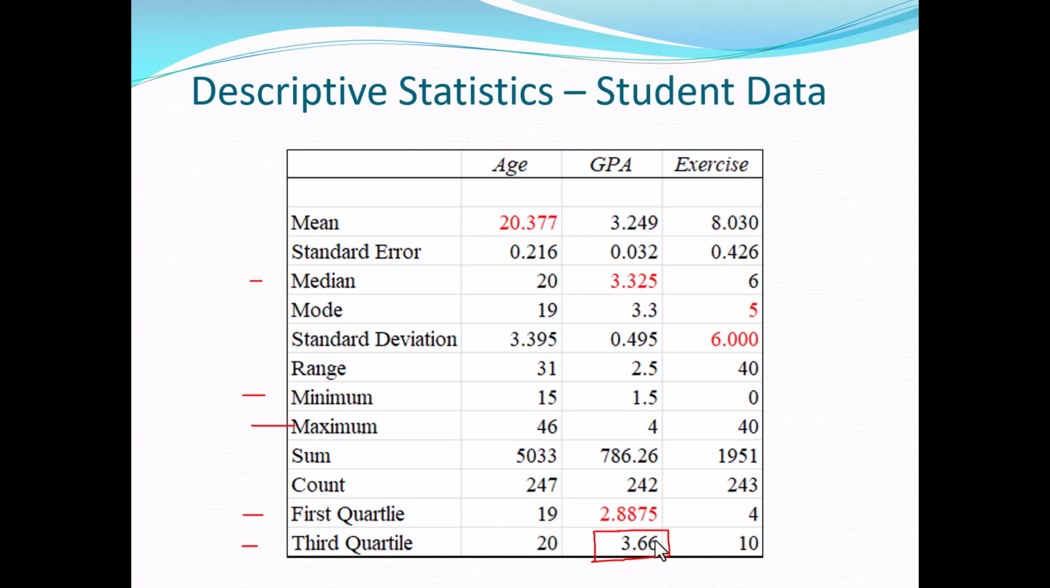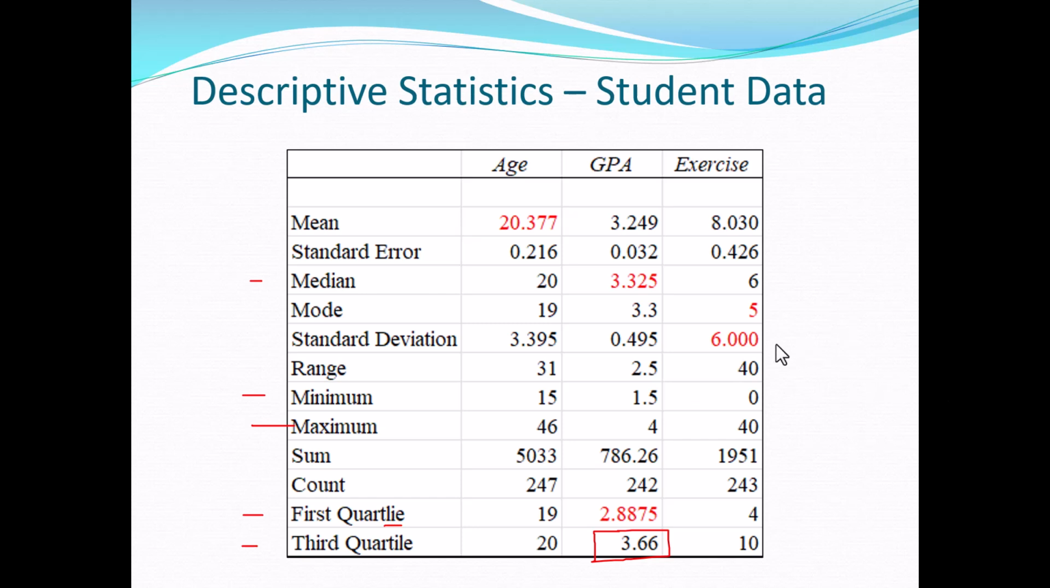75% of the sample GPAs fell below 3.66. 25% of the sample GPAs fell above 3.66. If I gave you the 90th percentile, 90% of the observations fell below that point, 10% fell above. That's how percentiles, that's how quartiles work. You can see apparently I can't spell the word quartile all that well when I created my little sheet here.